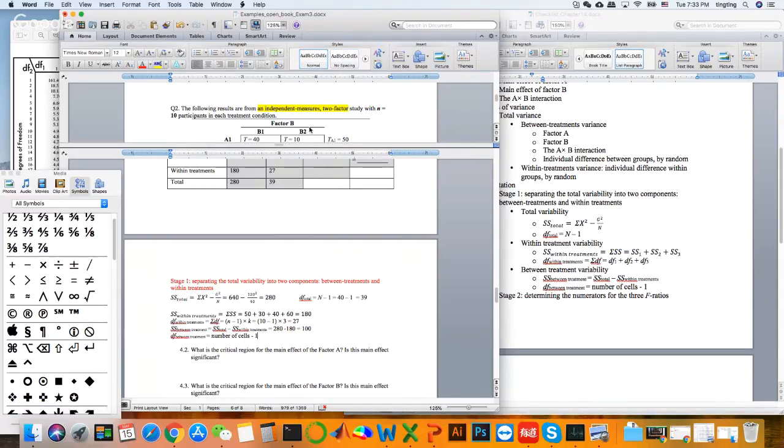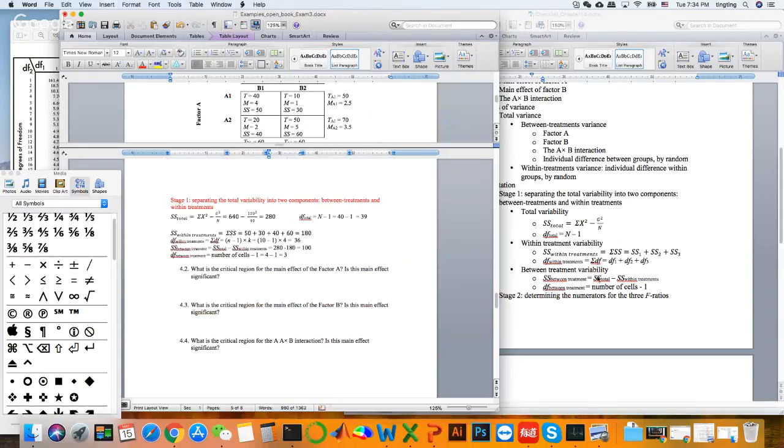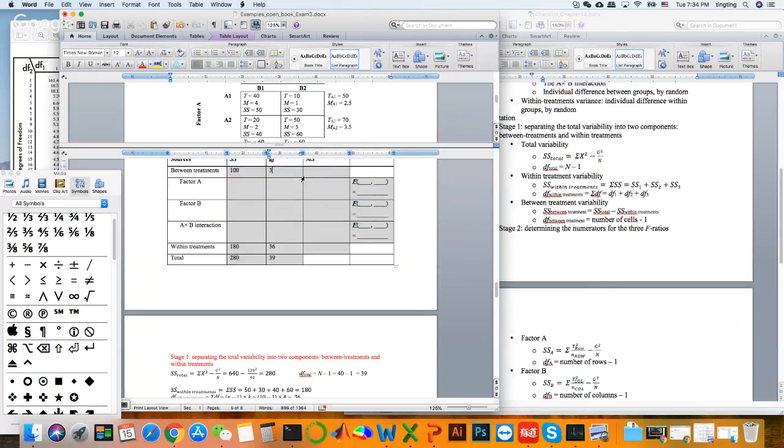We have 1, 2, 3, 4 cells in total. So 4 minus 1, which equals 3. 3 there. And this cell we don't need to compute.